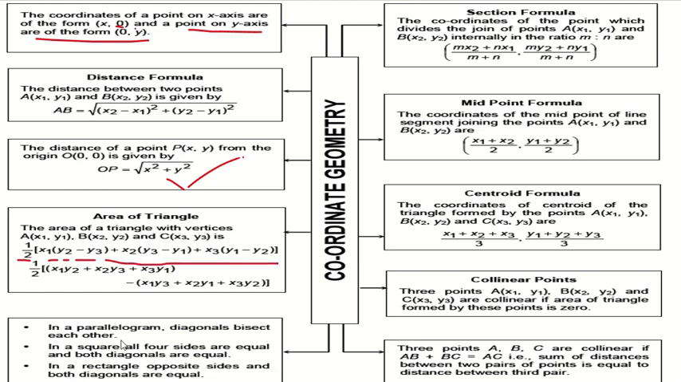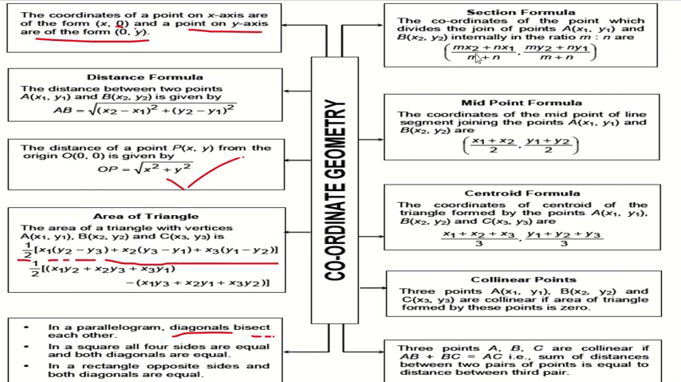Then what are the important things you have to remember? In a parallelogram, the diagonals bisect each other. In a square, all 4 sides are equal, and both diagonals are equal. In a rectangle, opposite sides and both diagonals are equal.